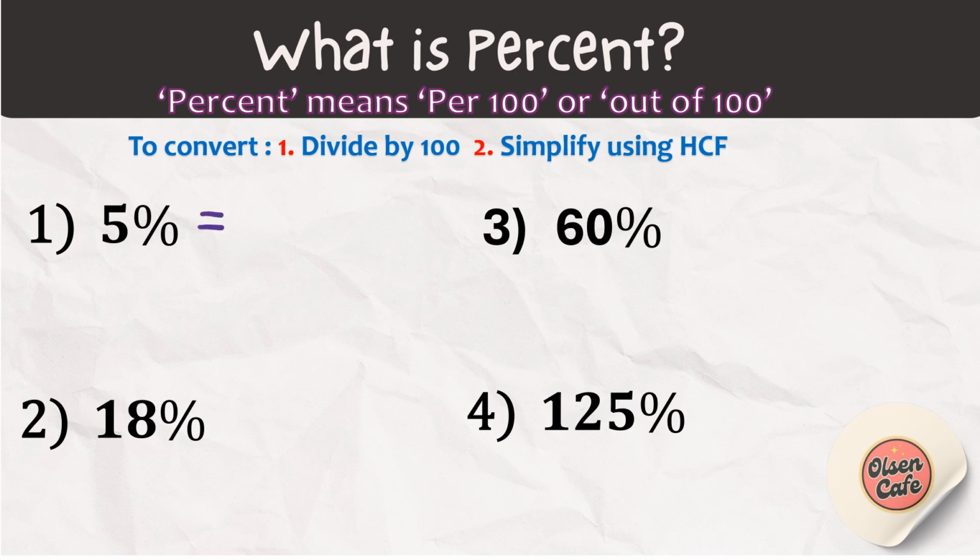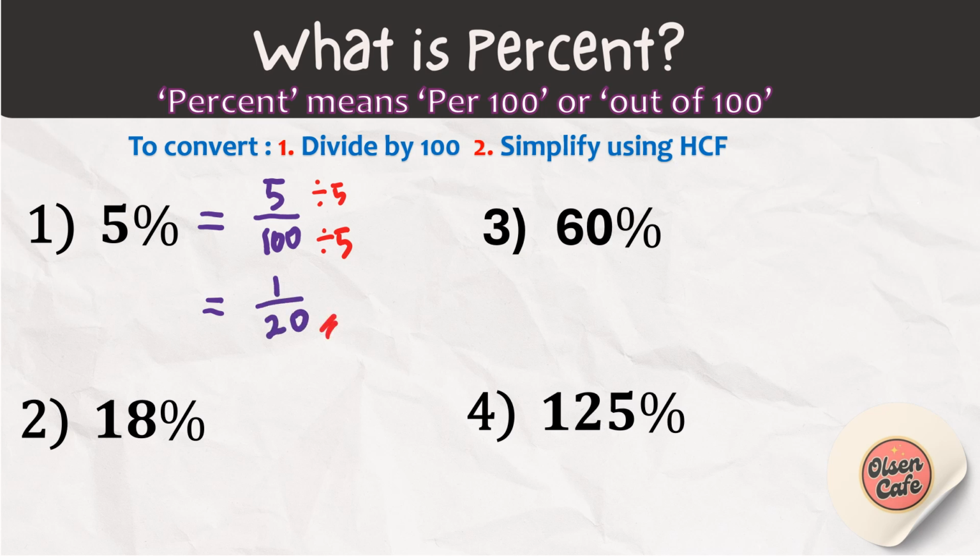So 5%, it simply means 5 out of 100. All right, and then we want to simplify this to the simplest form. So we will need to identify the highest common factor, which is divided by 5 in this case. So therefore, when I simplify, I will have 1 over 20.